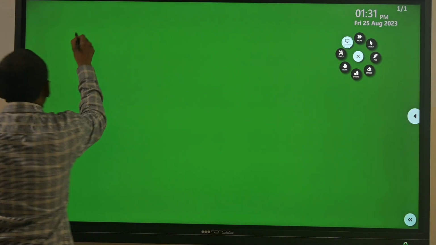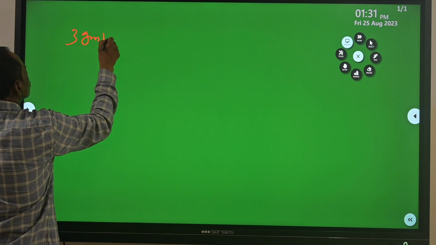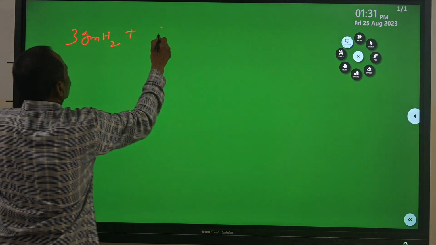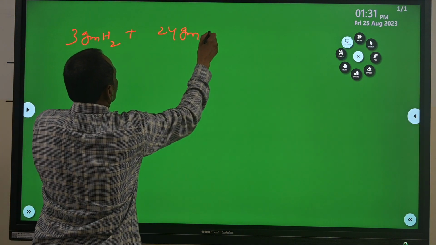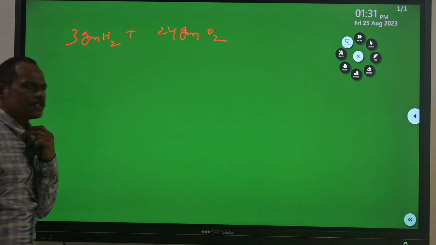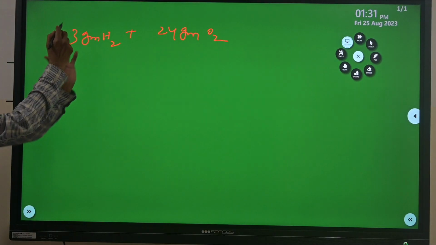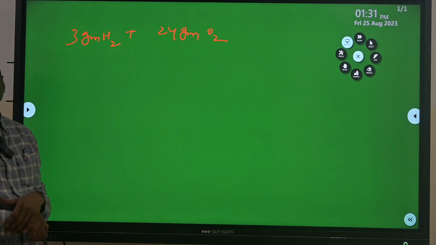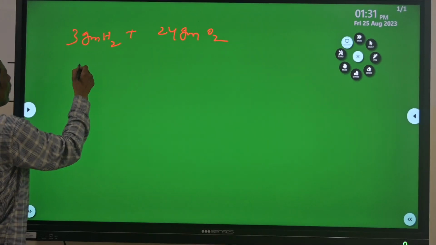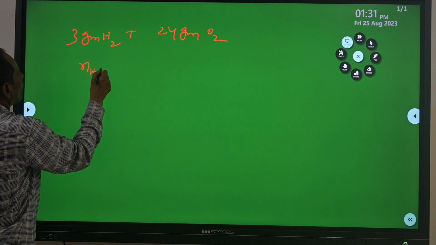Here, 3 grams of hydrogen and 24 grams of oxygen are taken in a vessel. Calculate the partial pressure of hydrogen. Here 3 grams of hydrogen means calculate the number of moles of hydrogen.